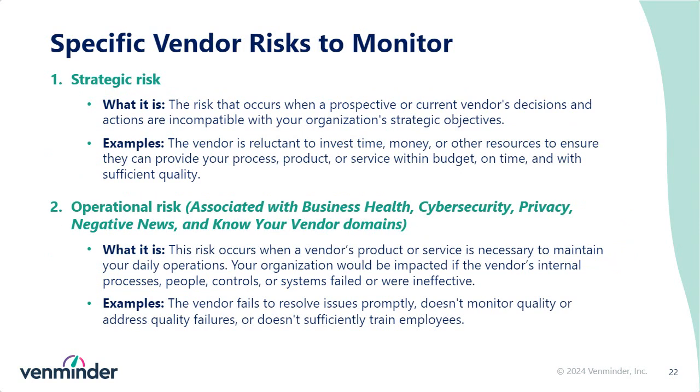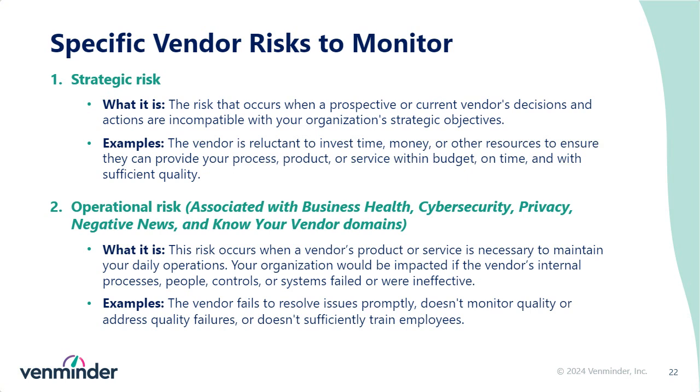For the next several slides, we are going to talk through the specific vendor risks that you should be monitoring, and I will indicate if they are associated with the vendor risk intelligence domains that we just walked through. So first is strategic risk. Strategic risk is that risk that occurs when a prospective or current vendor's decisions and actions aren't compatible with yours. For example, a vendor is reluctant to invest time or money or other resources to ensure that they are providing solid processes, products, and services within your budget and on time, and with sufficient quality.